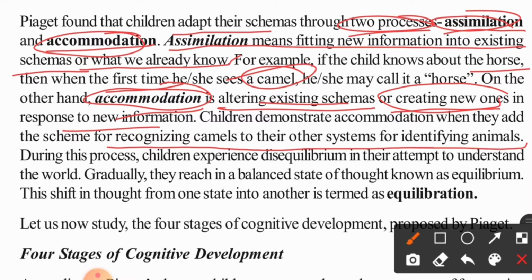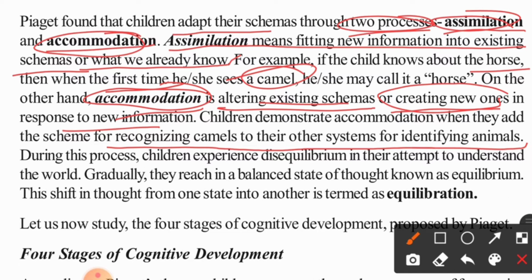It means when we say accommodation, the child is ready to adopt the new information. Whatever is there, that child is ready, and he is not associating it with his previous knowledge. In assimilation, the child is associating the new knowledge with the previous knowledge. He is trying to associate it, but in accommodation, he is giving space to it. He is accumulating it.